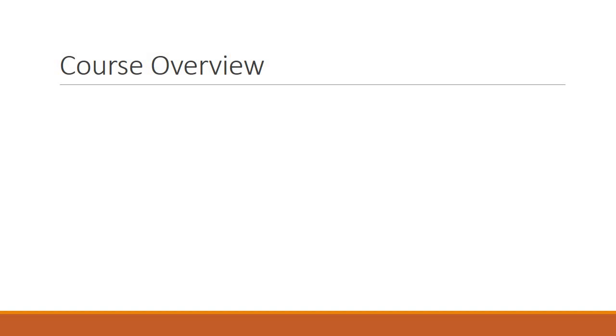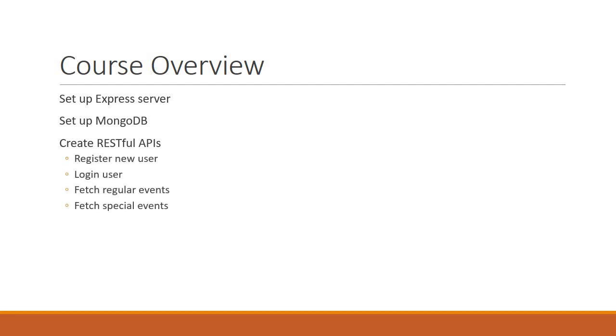Alright, in this video, I'm going to go over the structure of this course. We are going to begin by creating a basic Express server. We will then proceed with setting up our Mongo database and then creating our RESTful APIs. We are going to create APIs for user registration, user login, and fetching regular and special events. We will test these APIs using Postman.